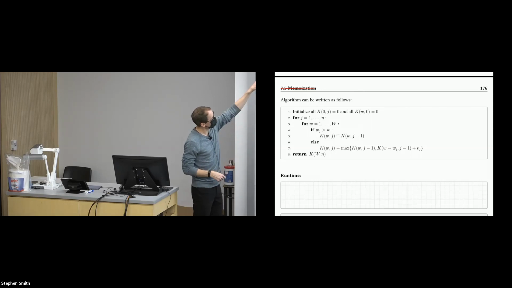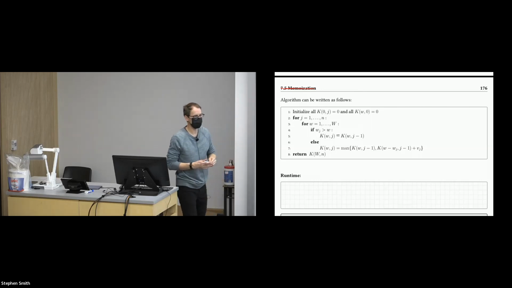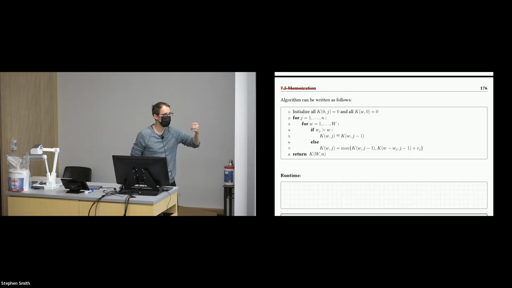I've got these nested for loops. It's going to go through every option. It'll start with J as 1 and then loop from W is 1 up to capital W. Then it'll increment J to 2 and do the same thing again. So once I see these nested for loops, necessarily I'm already going to be spending N times W iterations.